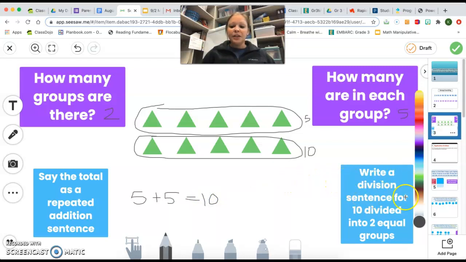Now we're going to write a division sentence for 10 divided into 2 equal groups. We know that when we write a division sentence, our total comes first, and our total number of triangles is 10. So we're going to start with 10, that represents our total, divided into the 2 equal groups. There's 2 equal groups, 1, 2. And our quotient, which is our answer, is going to be how many triangles are in each group. And we've already answered that. There are 5 triangles in each group. So 10 divided by 2 equals 5.